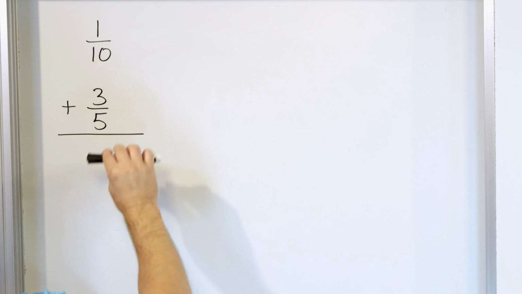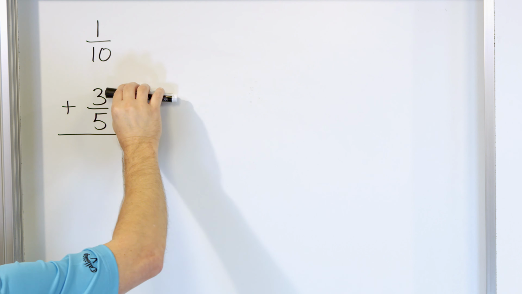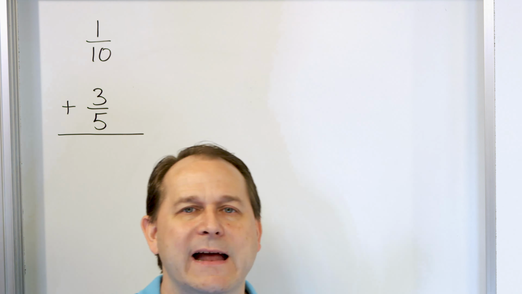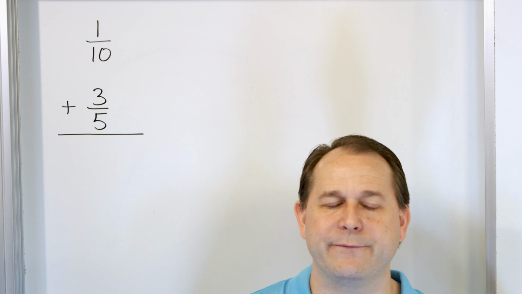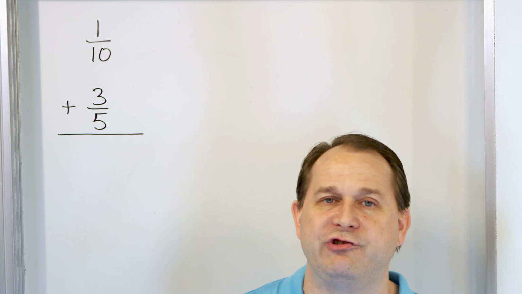A lot of students will start trying to add 5 plus 10, or they'll start trying to add 3 plus 1. You cannot do that. When you see that the bottom numbers are different, the very first thing you must do is change them.